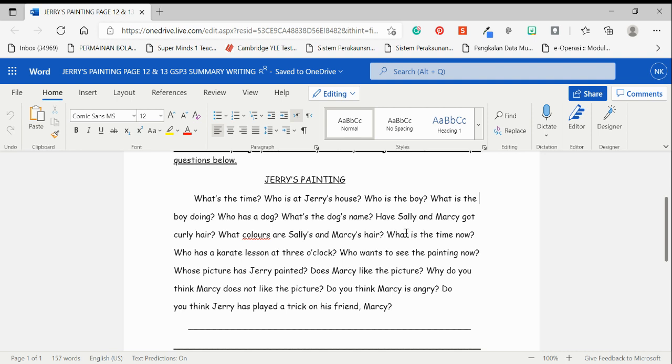What is the time now? This one is already going to the third frame. I purposely did not ask you a question for the second frame because there's nothing much of a story in the second frame. So in the third one, why emphasize the time? Because the dialogue between Jerry and Marcy is regarding time, because Marcy is rushing to go for a karate lesson. That's why I emphasize this question.